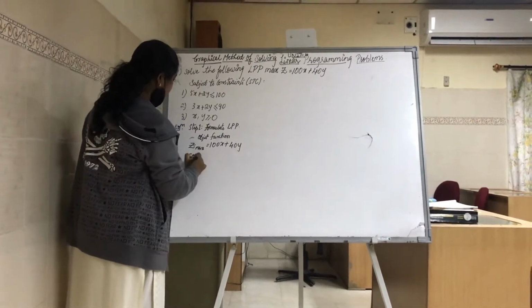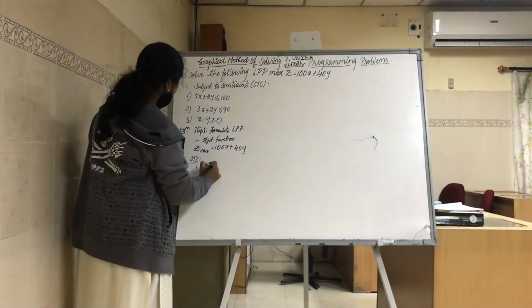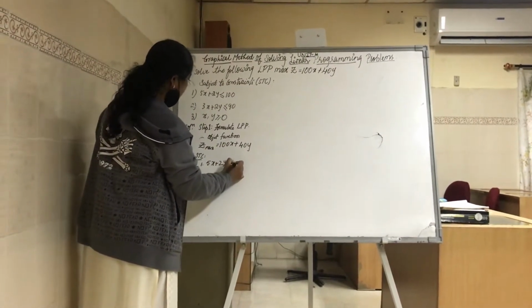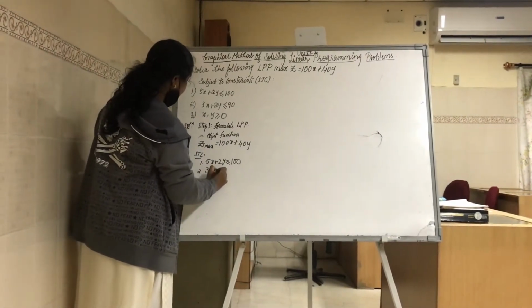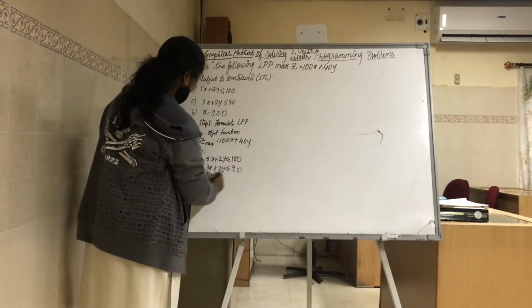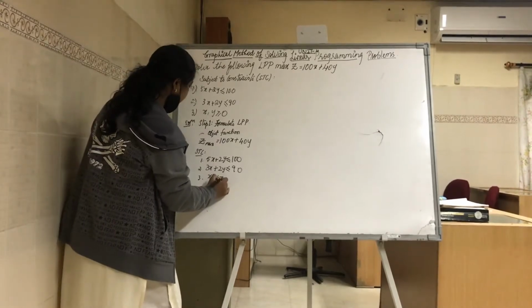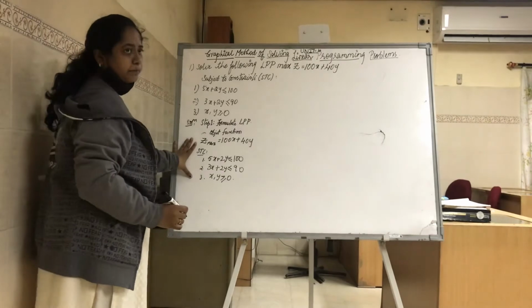Subject to constraints as given in the question. First one is 5x plus 2y less than or equal to 100. Second one is 3x plus 2y less than or equal to 90. And the non-negative constraint is x comma y should be greater than or equal to 0. So this is your step 1.